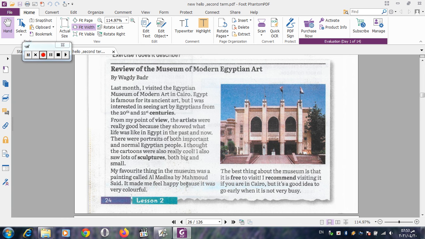After that, we have the word recommend. When you recommend something, it means you suggest, you like something so much, so you advise your friend to buy it or to do it. I recommend visiting the museum, for example. We have the word free, of course, you know, free without paying any money. So these are the words.